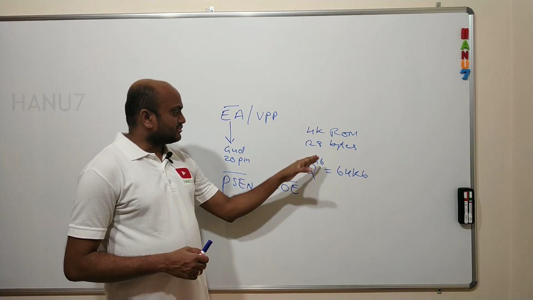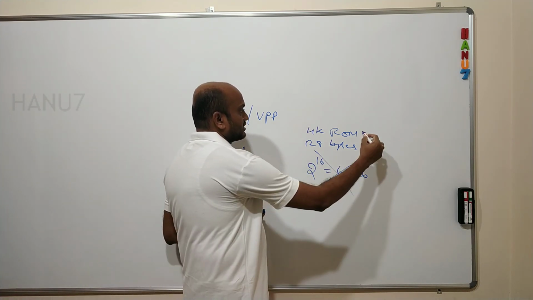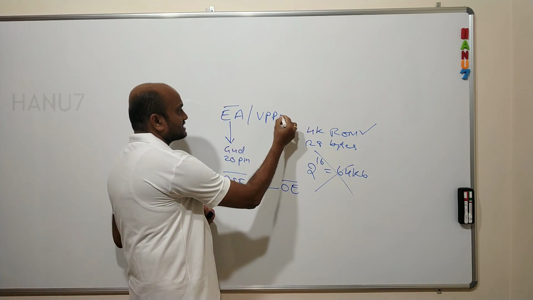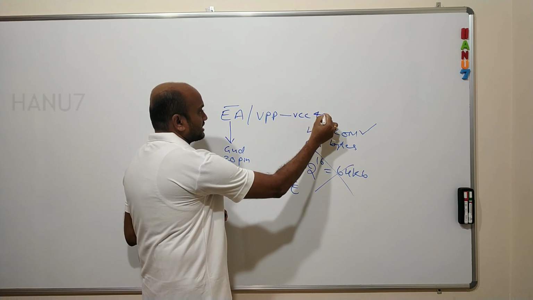Say, for example, I am not using any external memory. I am going with only internal memory. Then what we have to do is connect this EA bar / VPP to the VCC pin, that is the 40th pin in the microcontroller.